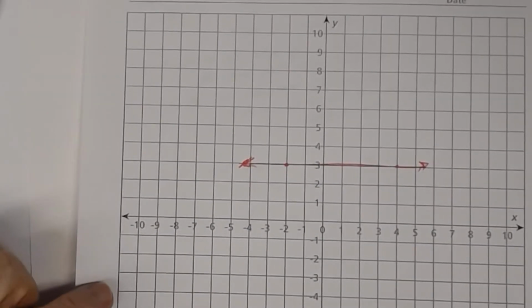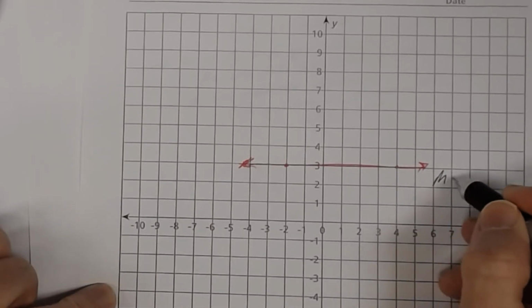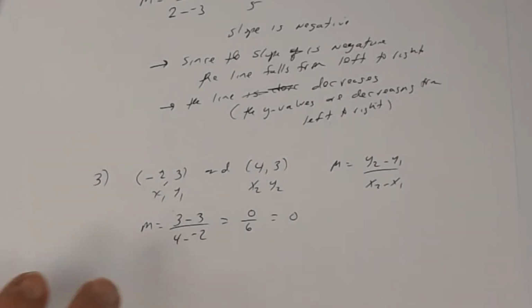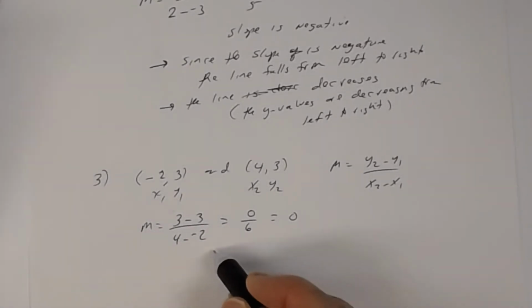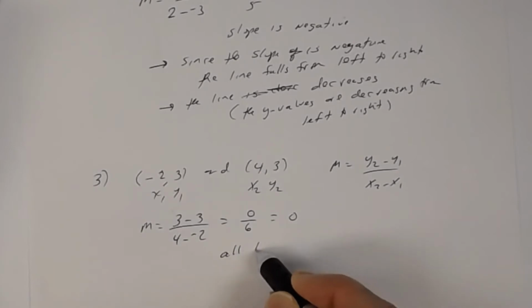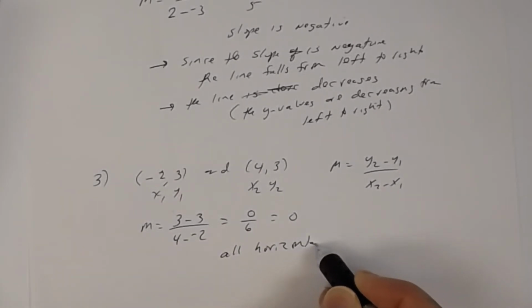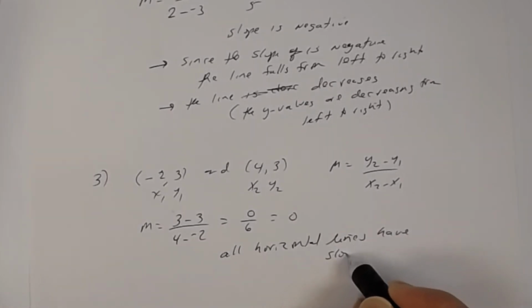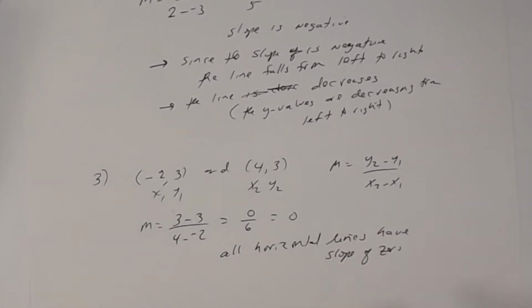What you learned when you studied this topic in a previous course was that all horizontal lines have slope 0. So whenever you have slope 0, it's a horizontal line.